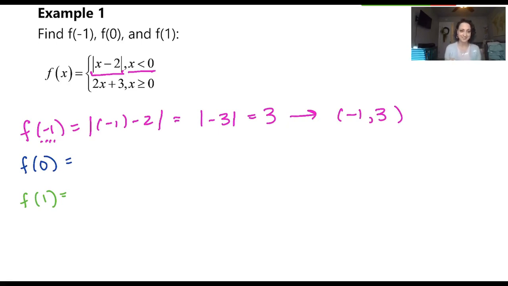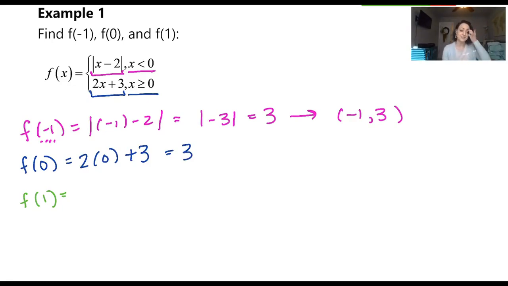For the next piece, f of 0, do you want to use the top piece or the bottom piece or both? We're never going to use both, because again, we want just one output. In this case, we're going to use the bottom piece because 0 would satisfy that inequality. So I'm going to grab this expression and plug 0 in for x there. So I'd have 2 times 0 plus 3, which is going to be 3.